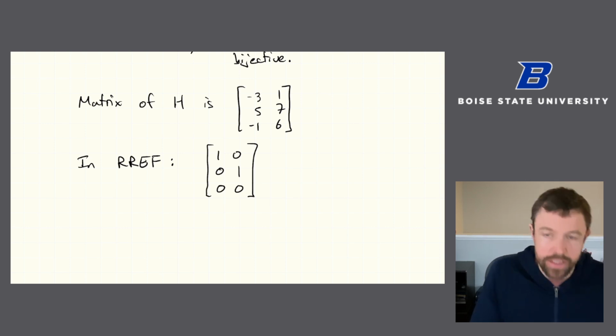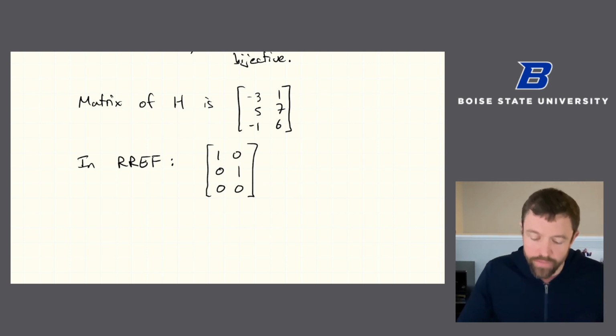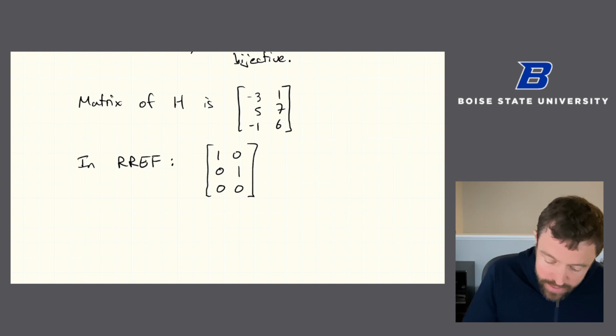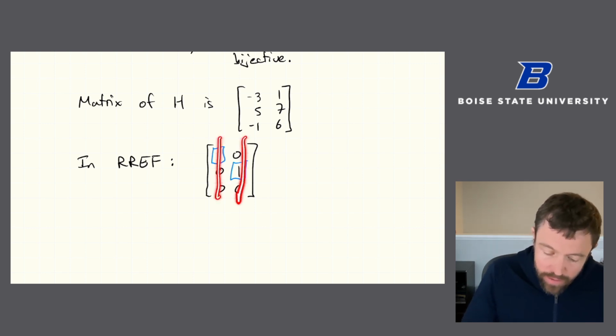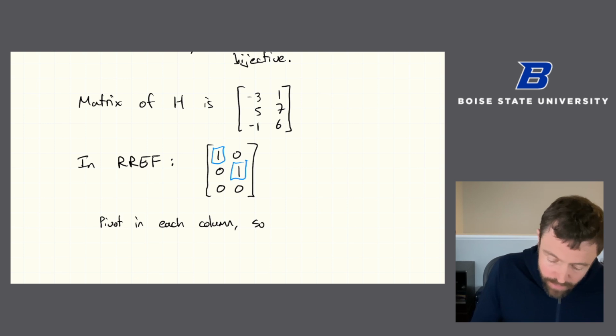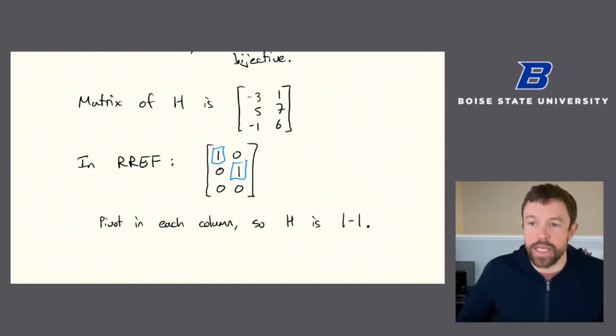And looking at this matrix, we're interested in whether this is a one-to-one function. We have our pivots. Let's highlight our pivots. We have a pivot in each column. So H is one-to-one. So H is an example of a linear transformation that's one-to-one, but it's not onto, and therefore not a bijection.